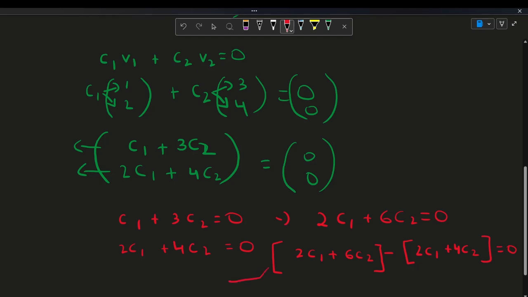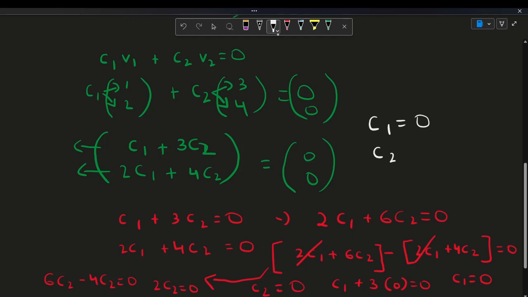So now I'm going to solve it right here. The 2C1s get cancelled, and we're left with 6C2 minus 4C2 is equal to 0. So 2C2 is equal to 0, which means C2 is equal to 0. And if C2 is equal to 0, then C1 plus 3 times 0 is equal to 0, so C1 is also equal to 0. Let's sum up our answer: C1 is 0 and C2 is also 0, and so C1 is equal to C2, which is equal to 0.